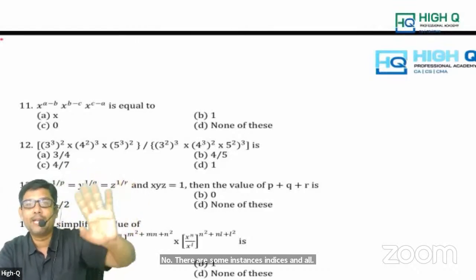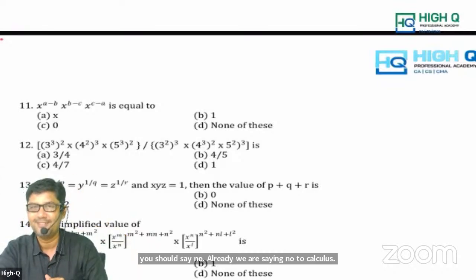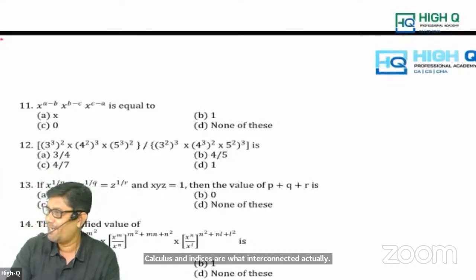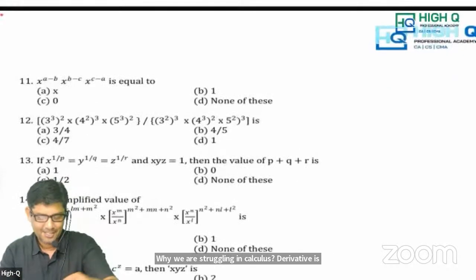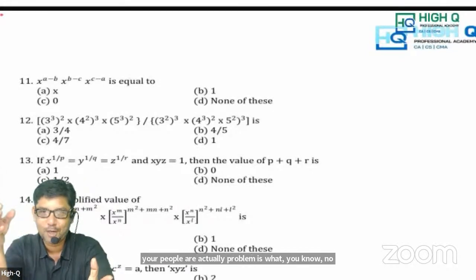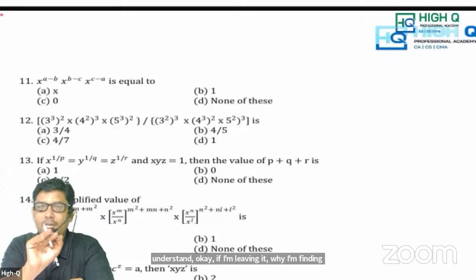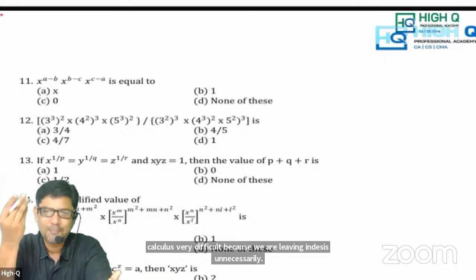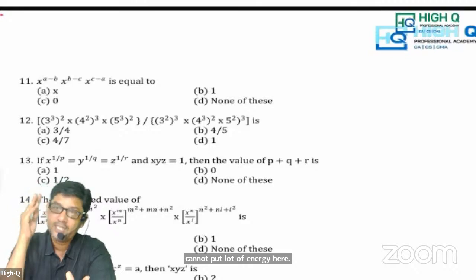Already we are saying no to calculus. Calculus and indices are interconnected actually. If you know indices very well, calculus is very simple. Why are we struggling in calculus? Derivatives and integration are based on indices. The problem is that no one is connecting the topics. If you can connect the topics now, then you will understand. Why am I finding calculus very difficult? Because we are leaving indices unnecessarily. And indices are also a waste of time. For 1 mark, we cannot put a lot of energy here. Ratio and proportion is fine. That is needed everywhere.